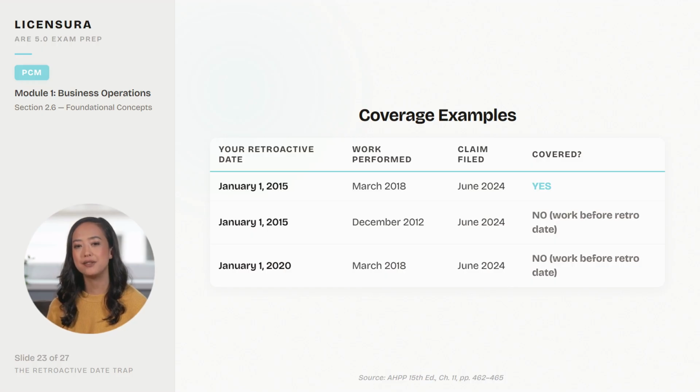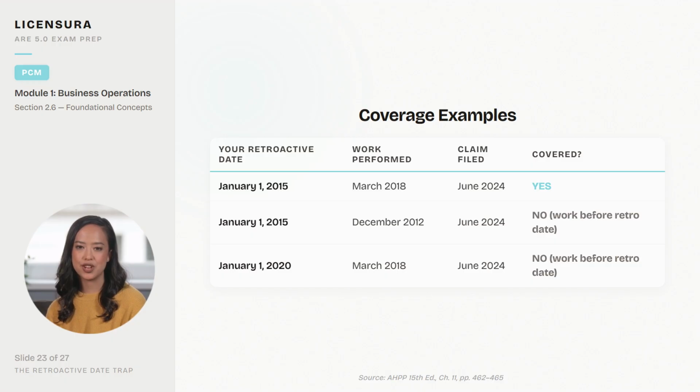Say your retroactive date is January 1st, 2015. You did work in March 2018, and a claim is filed in June 2024. You're covered. The work was done after your retroactive date, and you have a current policy. But same retroactive date, January 1st, 2015, and the work was done in December 2012. Claim filed in 2024. You're not covered. The work was done before your retroactive date, so your policy won't respond.